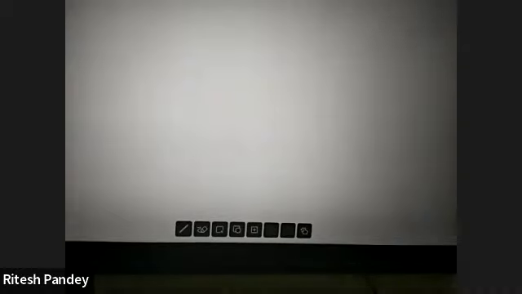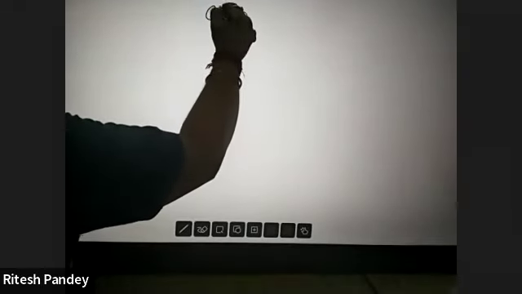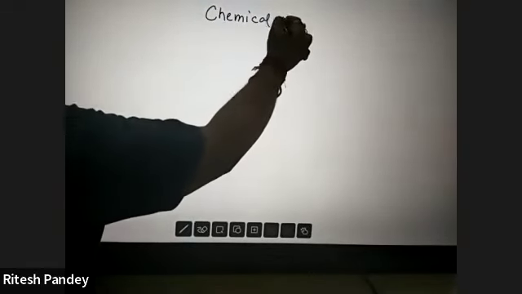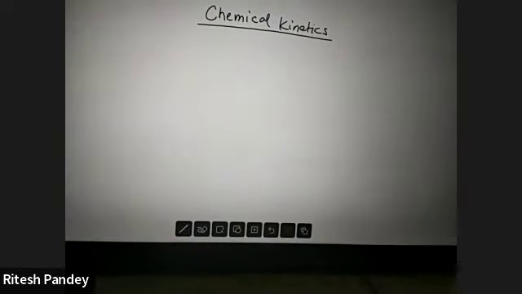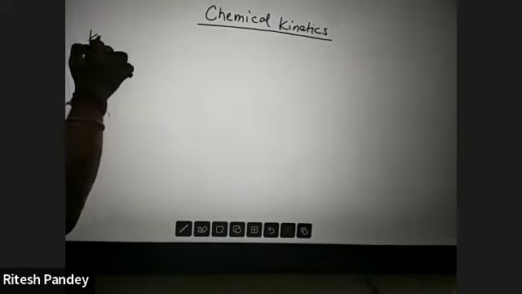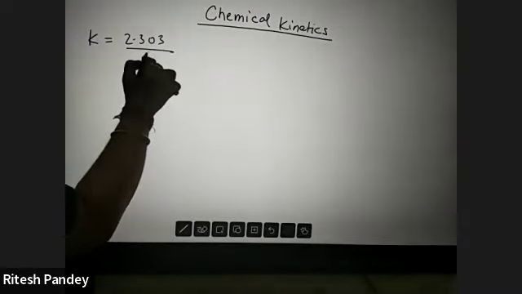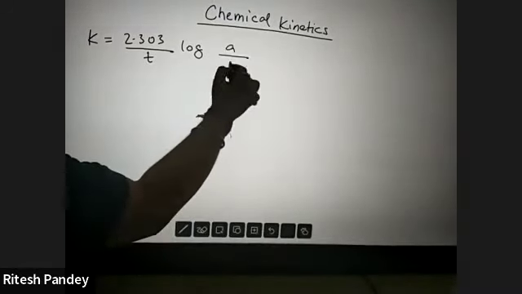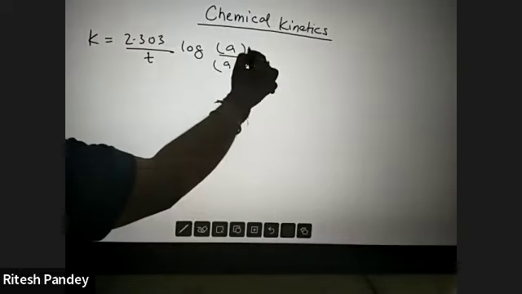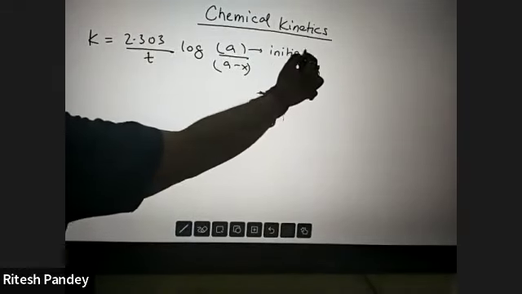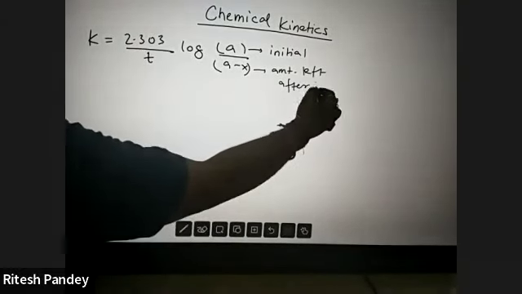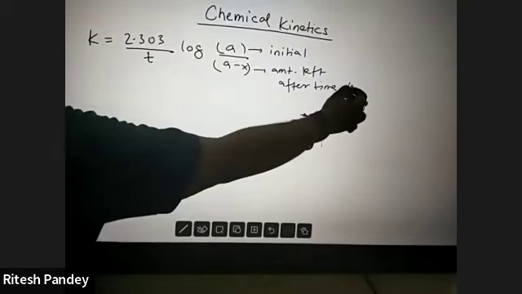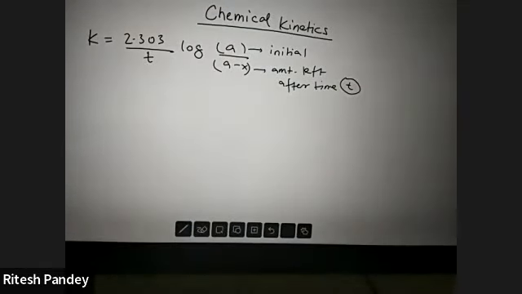We'll be taking up various methods of calculating the rate constant of a first order reaction, where naturally the mother equation would be K is equal to 2.303 by T log of A upon A minus X, where I guess you all know A is the initial concentration and this is the amount left after time T. And we'll see various applications of the same.